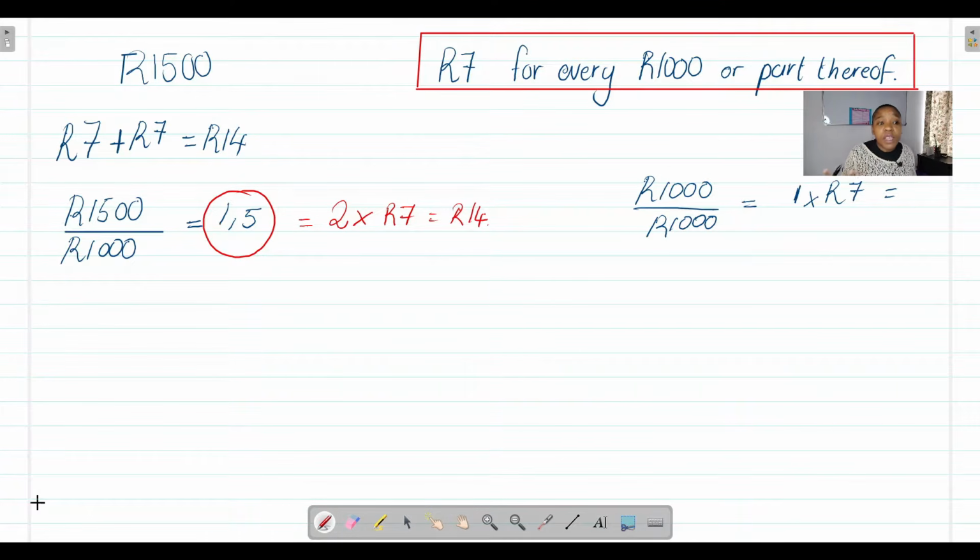So in this case, it would have been better, or cheaper, for you to just withdraw the 2,000 instead of 1,500 or 1,200 or 1,300. That is what they mean when they talk about a part thereof.